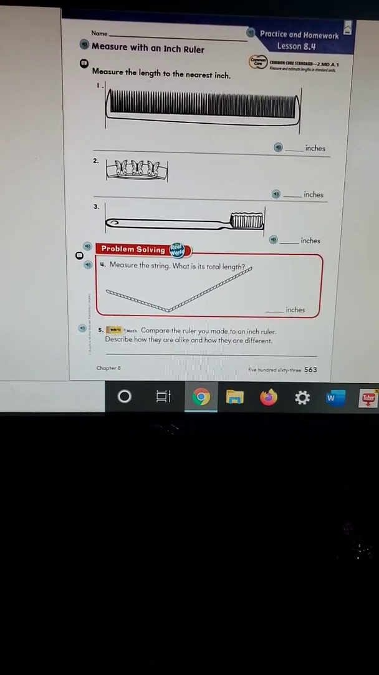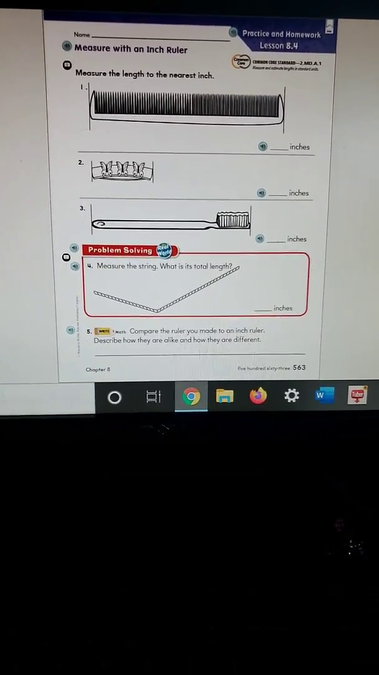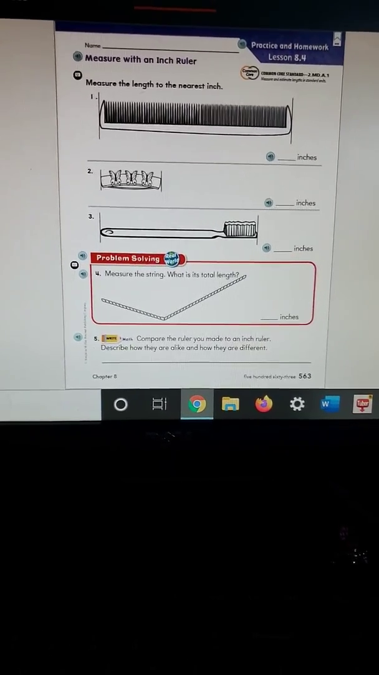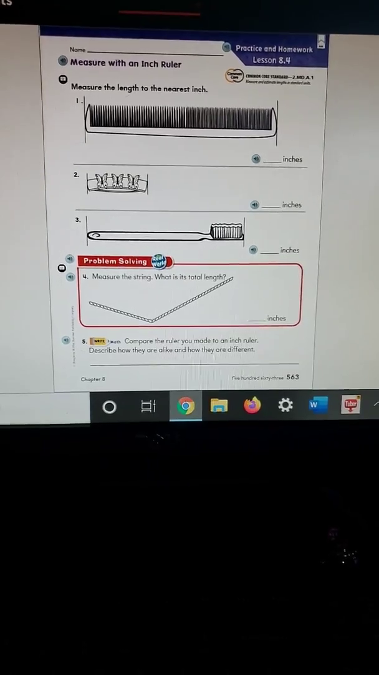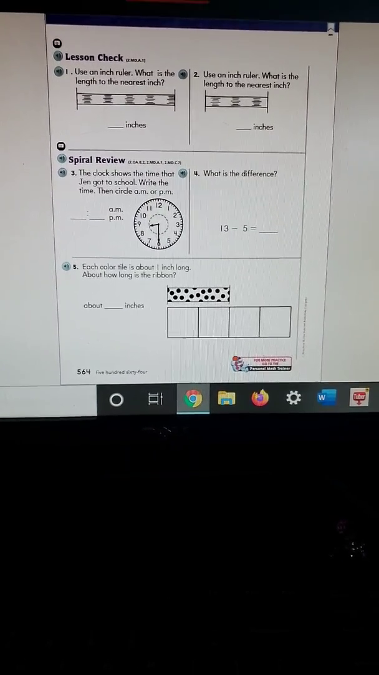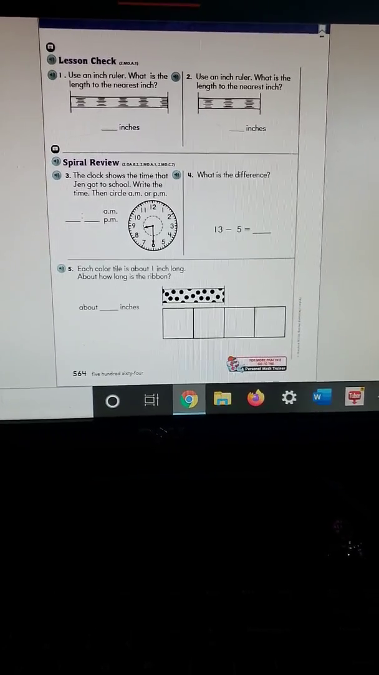Page 563, it wants you to measure with a ruler. Go ahead and do this page because it's good practice for you using the ruler and learning how to measure with it. And 564 is your lesson check. Remember, those lesson checks are important because they review old skills as well as new.